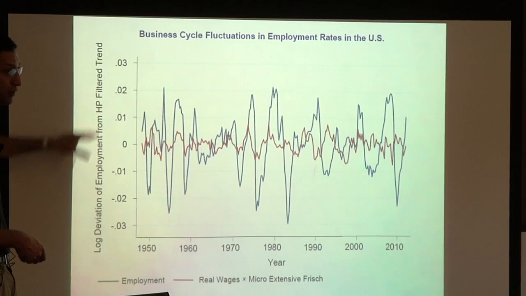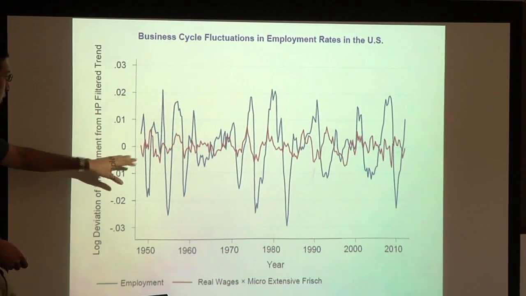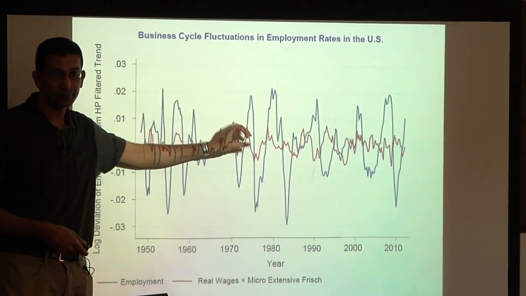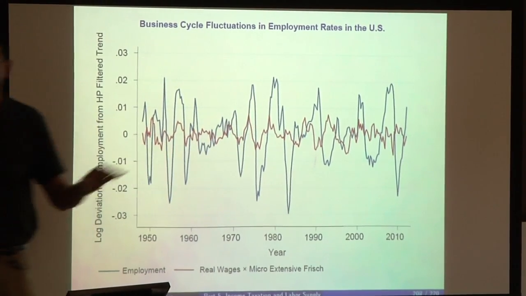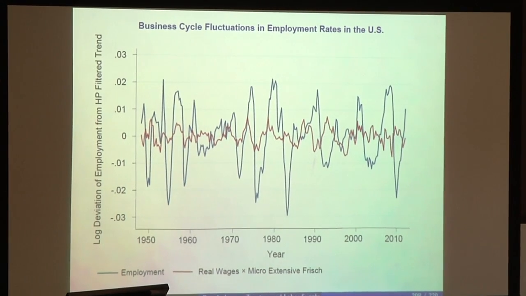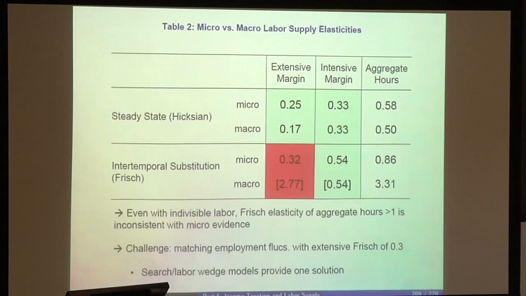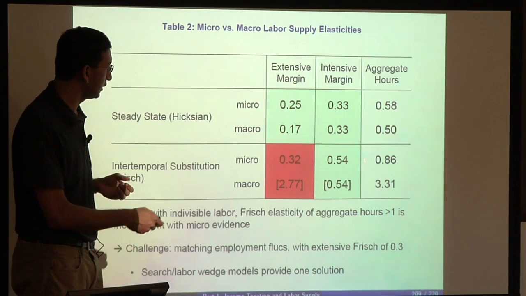Remember, these are employment rates, so we're trying to match the extensive margin. And what do you see here? The amplitude of the fluctuations implied by the micro data is dramatically smaller than in the macro data. You don't come anywhere close. And so what, in my view, is the key remaining puzzle is this.